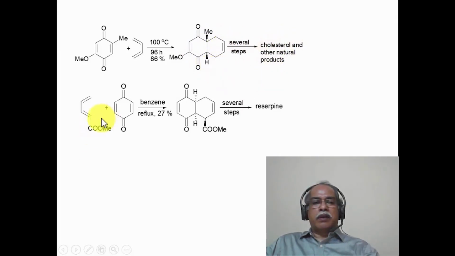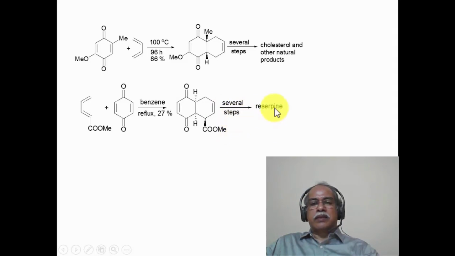Here is another example of a Diels Alder reaction where you have an electron withdrawing substituted diene as well as dienophile. The reaction proceeds in refluxing benzene, although in very poor yield, for example, only 27% yield or so, because this is a deactivated diene, it's not an electron rich diene. Unlike, for example, butadiene, this has an electron withdrawing functional group. That may be the reason why the reaction is very sluggish in this particular case. It also produces the endo adduct, which is shown here, and this molecule is a key intermediate in the several step synthesis of reserpine, which is a naturally occurring alkaloid molecule.